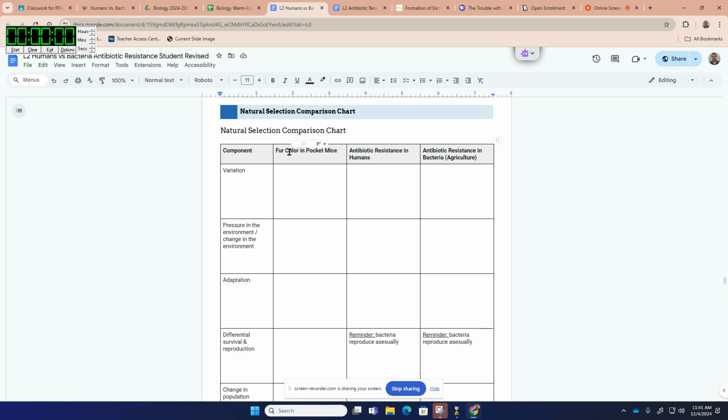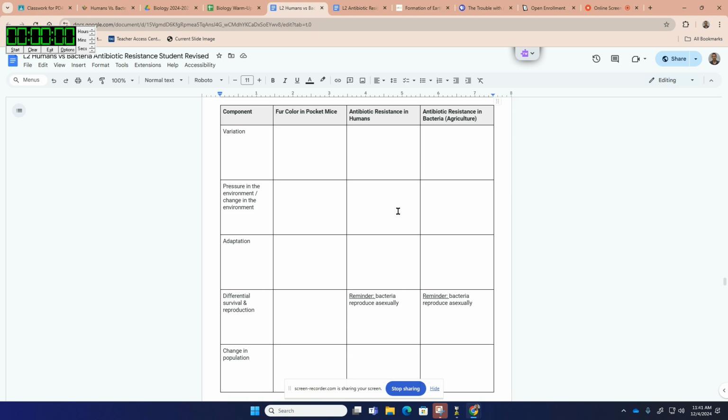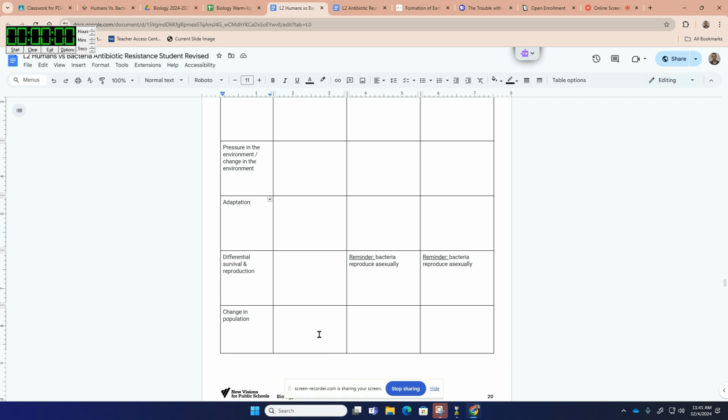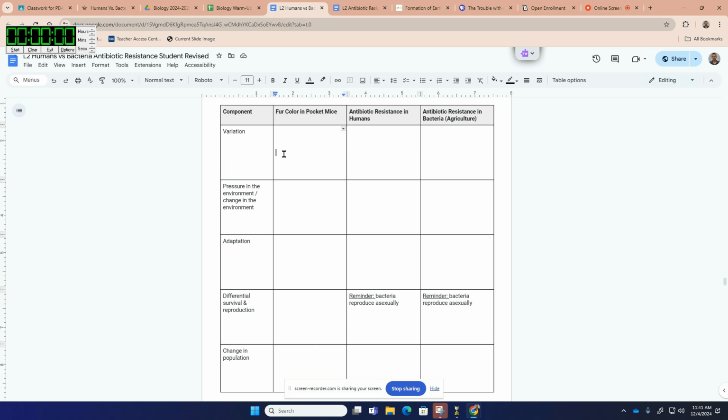So this particular chart is going to walk you through the process of three scenarios of natural selection. And it's showing how all scenarios have the same basic steps or components, right? They all have variation. They all have pressure in the environment. They all have some adaptation from those variations that does better, right? Which leads to survival, which leads to an eventual change in the population. So I'm going to be working across these boxes, just talking about those different categories.